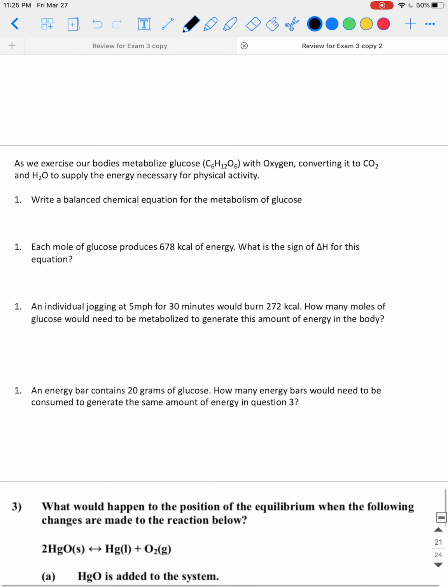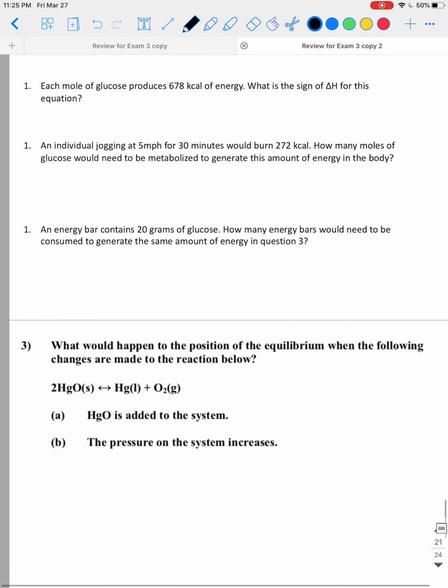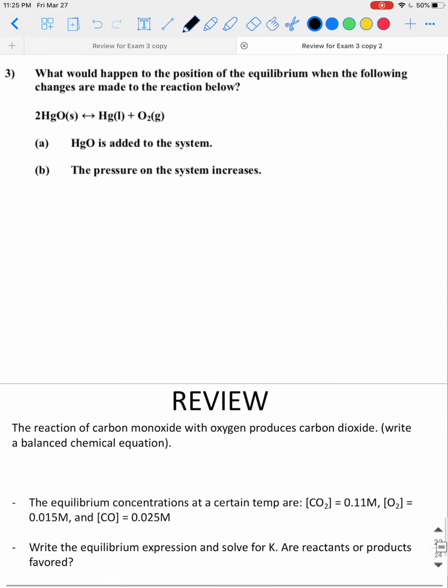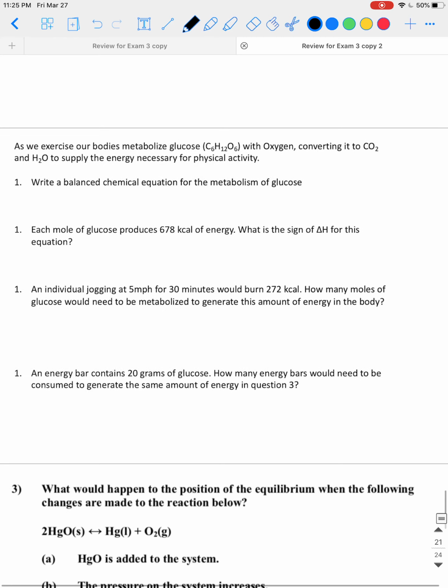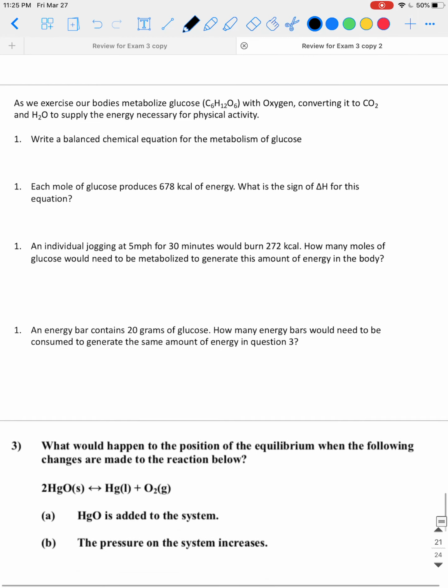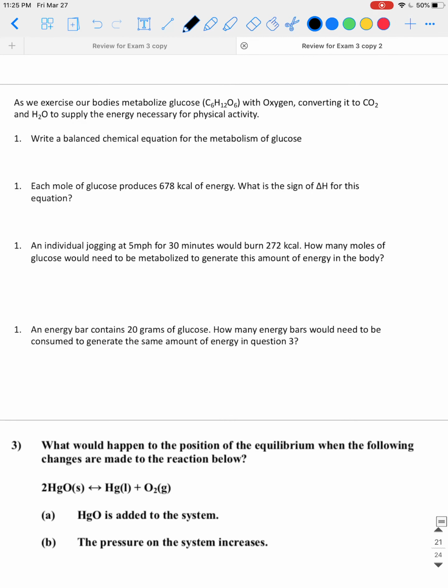I think we've already solved for this one, so I'm going to move on. Okay, 1, 2. A few problems left, but we're getting close. All right.